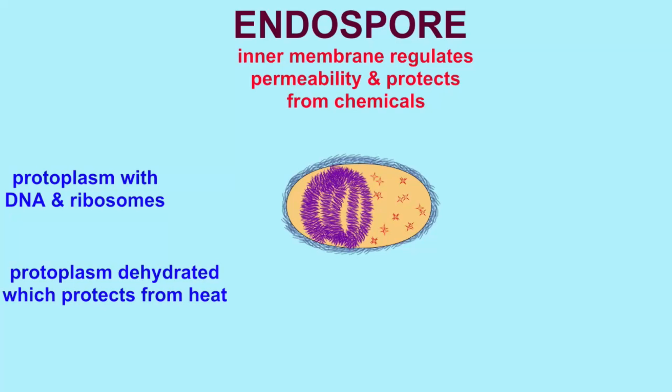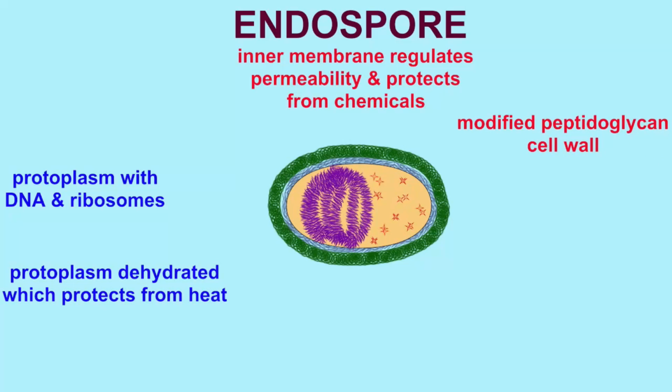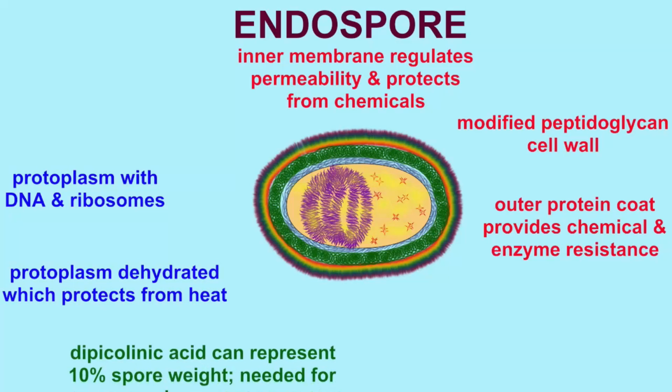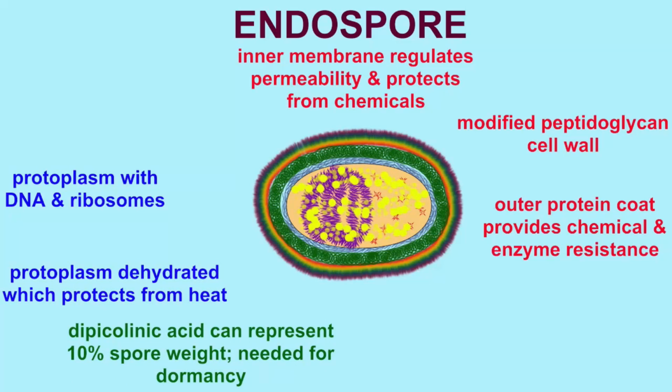Then around this protoplasm is an inner membrane, which is going to regulate permeability and protect the bacterium from certain chemicals. Around this, there is a modified peptidoglycan cell wall, and when the endospore germinates, this will become the cell wall of the vegetative cell. And then around this, there is an outer protein coat, which provides chemical and enzyme resistance.